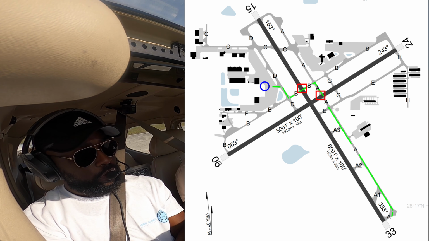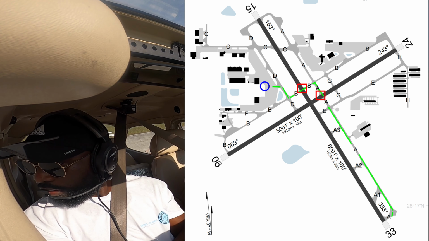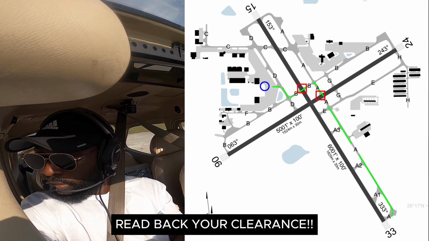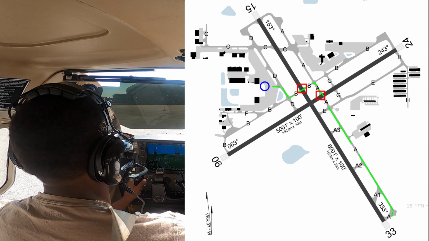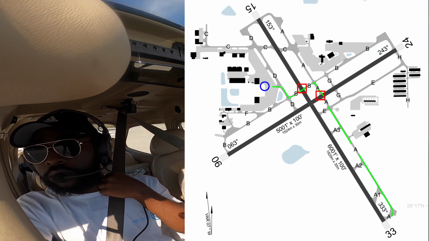So yeah, that recaps the entire taxi video for today, and we talked about the important things of making sure you read back your clearance for ATC, that you're clear to cross the runways where they intersect the taxiways.